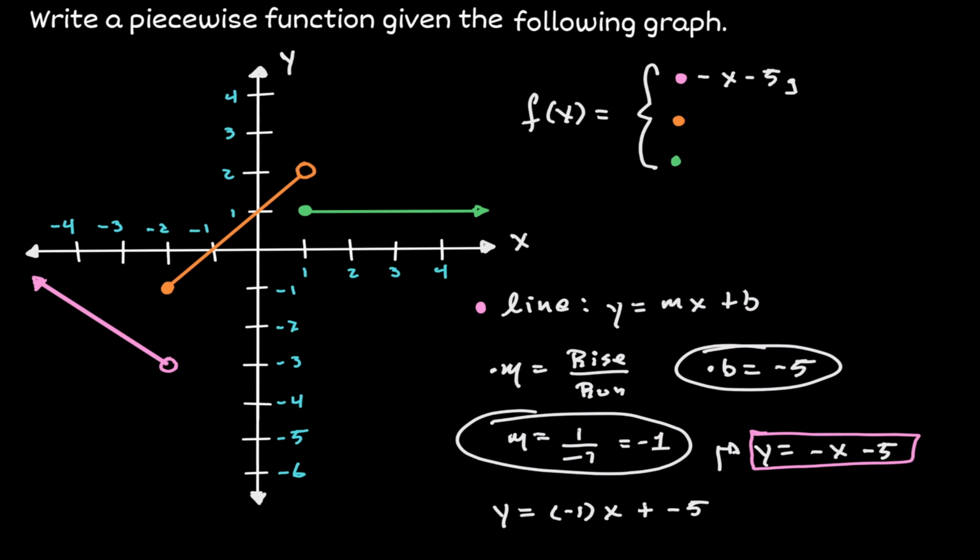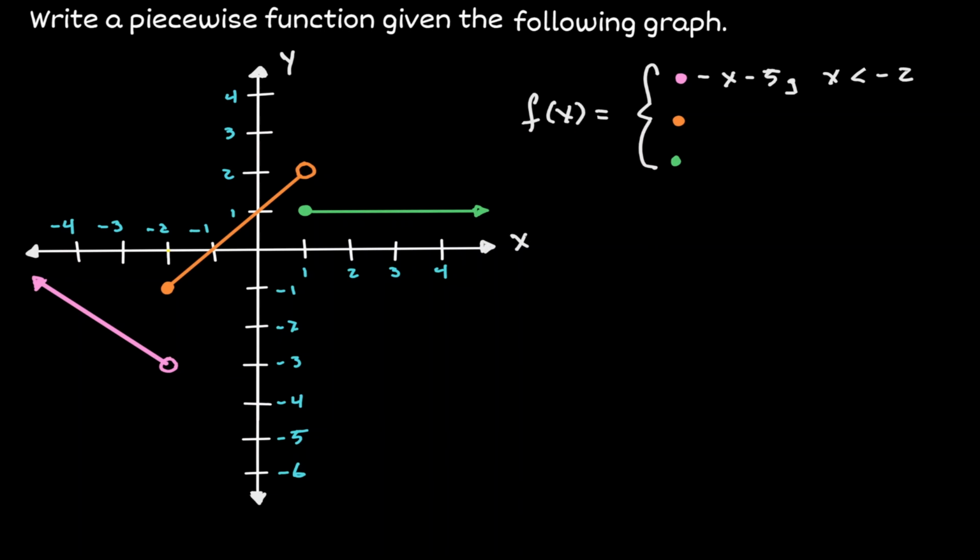So the only thing that is left is to define the domain of this line. But notice that the values of x that the pink section has are those x's that are less than -2. But in addition, notice that at -2, we have an open circle. So there is no need for us to put an equals underneath the inequality. So we are done defining the first section in our piecewise function.